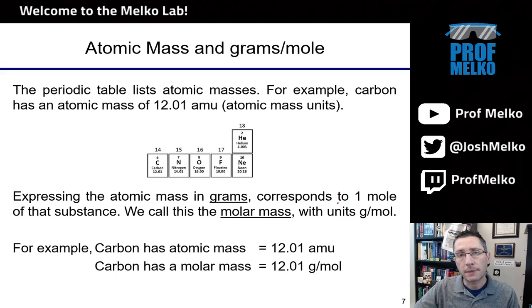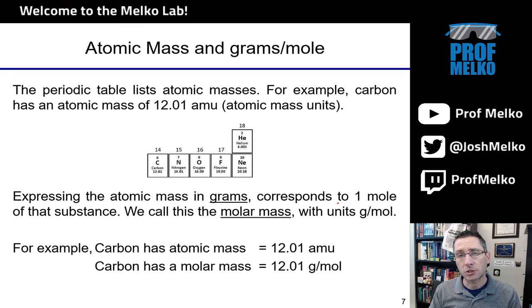Okay, so that's basic conversions using this concept of a mole. Remember, a mole is the unit. Avogadro's number is that actual number, 6.02 times 10 to the 23rd. Now, this unit of a mole we also use in relation to grams. So these atomic masses on the periodic table we've learned about before, listed in AMU or atomic mass units.